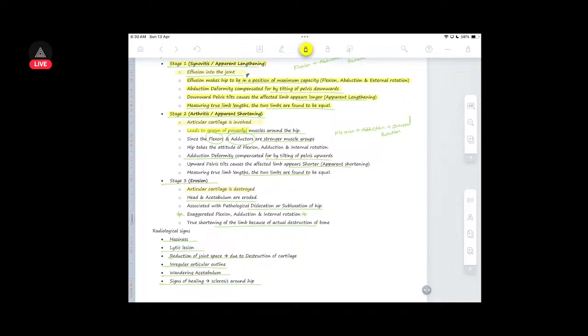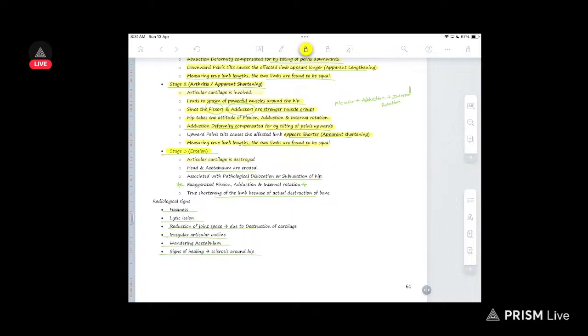So articular cartilage is involved in this. This leads to spasm of powerful muscles around the hip. Since the flexors and adductors are stronger muscle groups, the hip takes up the attitude of flexion, adduction, and internal rotation. It is the opposite of abduction and external rotation. It will still be flexed because of spasm of muscles, arthritis, and apparent shortening. This is compensated by the pelvis tilting upward, whereas before it was tilting downward. It appears shorter. Apparent shortening is there, and on measuring true length, both are found to be equal.